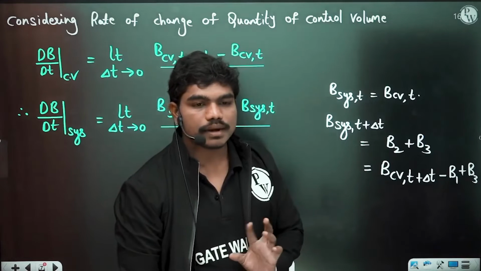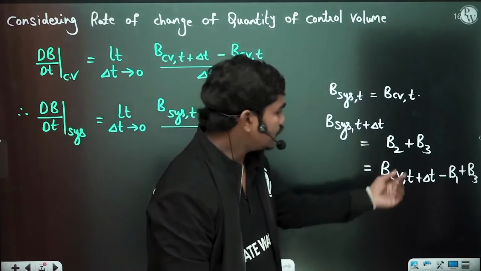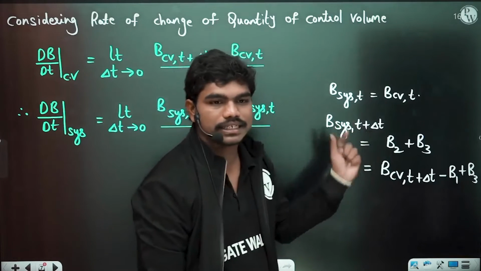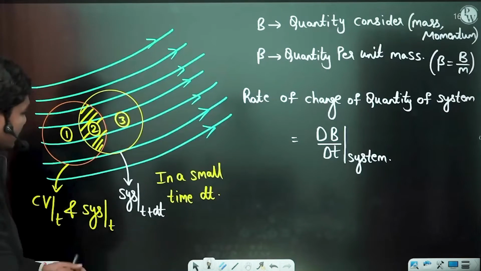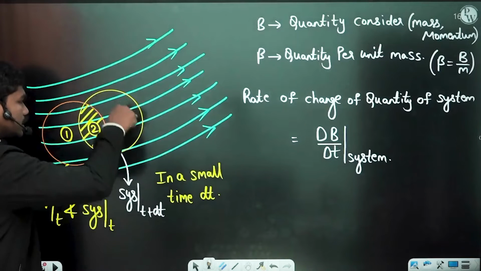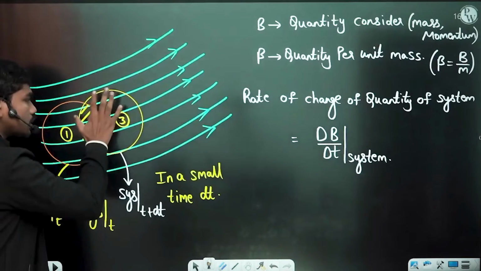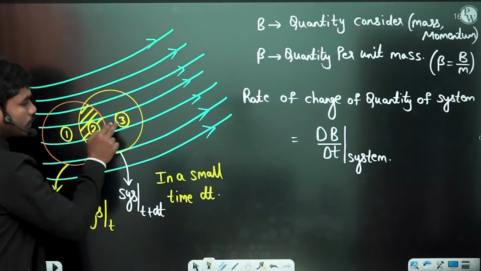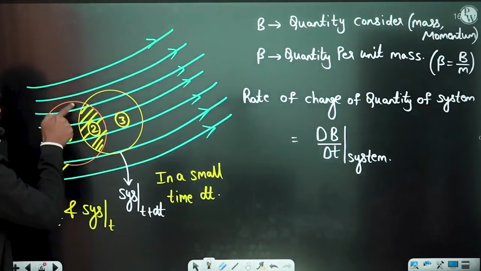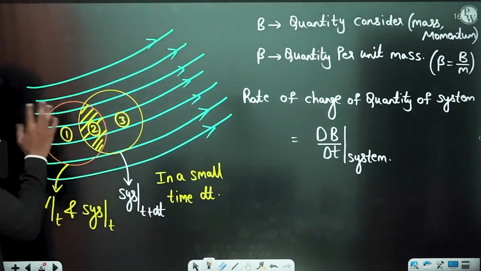So please tell me, can I write this expression? What I have written is basically this: B system at time t plus dt is nothing but this at time t plus delta t. This is the quantity which is actually present in this cycle. Here this total quantity I have written as B2 plus B3, and this B2 I have written as the total control volume at time t plus delta t minus this first part I have taken off.